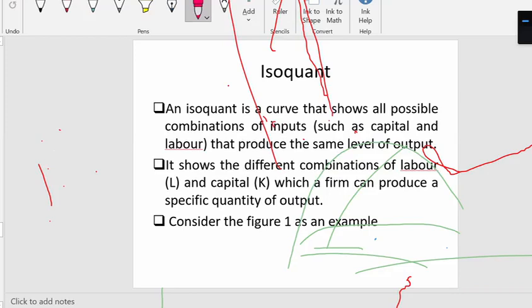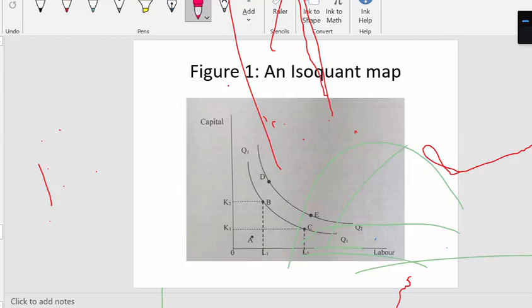Kwa mfano, hebu angalia hii hapa. For example, if you see this curve here, sorry. Ukiangalia this kind of curve.